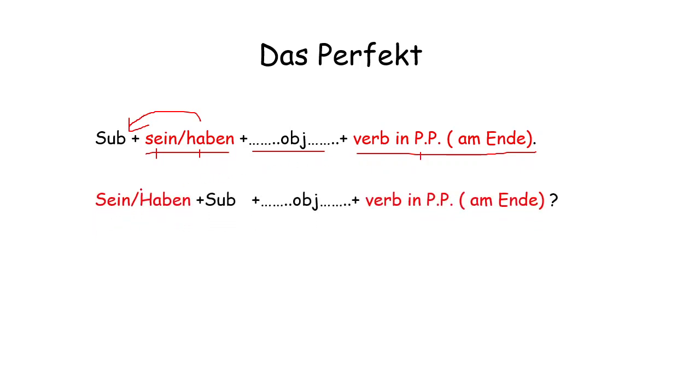And if there is a question, a ja, nein Frage, then sein and haben come at the first position, conjugated with the subject. Then whatever we have in the sentence, and at the end, the verb in PP, and then the question mark. The answer would be ja or nein.